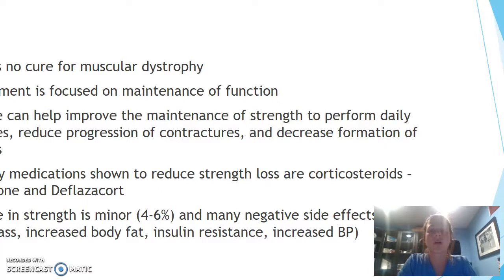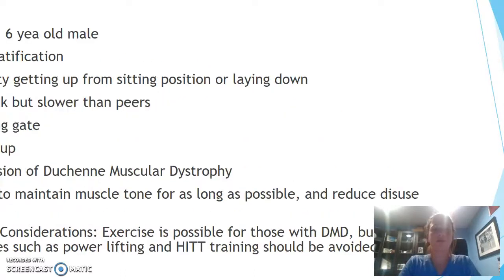The only medications that I could find to reduce strength loss are corticosteroids, prednisone and deflazacort. They increase strength by 4 to 6%, so not by too much. And they also come with a lot of negative side effects: loss in bone mass, increased body fat, insulin resistance, and increased BP. So depending on the severity of the disease, your healthcare professional or doctor may or may not prescribe these or think that they are going to be beneficial.